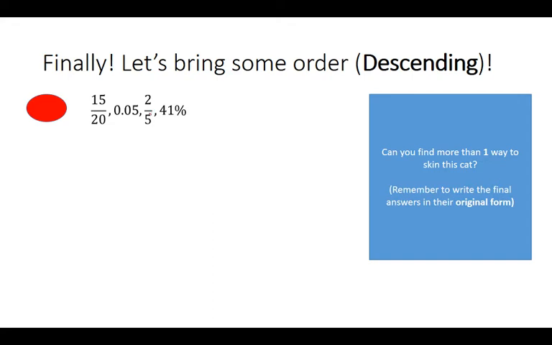I've got two fractions and a decimal and a percentage. I'm going to go to fractions, but I'll have to make them equivalent if I want to compare them. Over 100 will be easy because all percentages can be written as this. Decimal, that will simply be 5 over 100. 5 divided by 100 will give you 0.05.